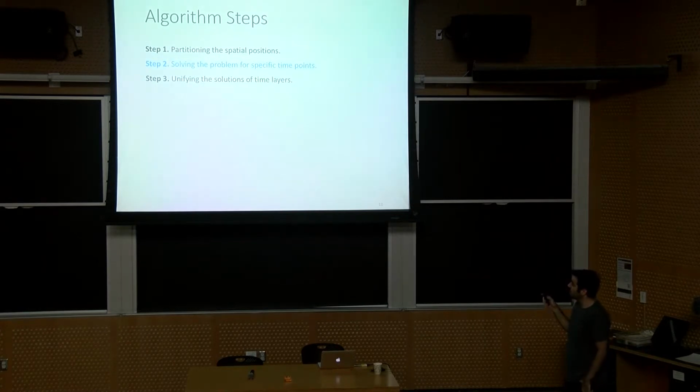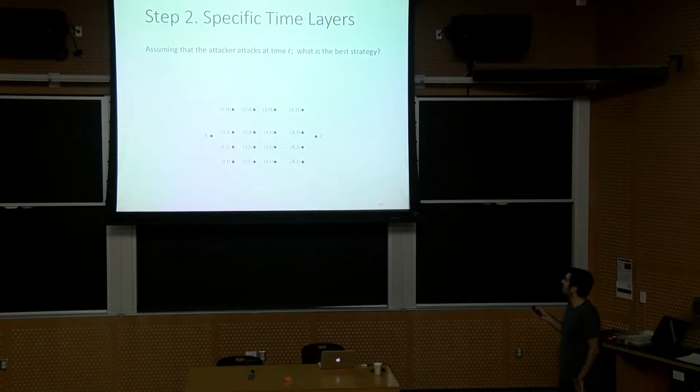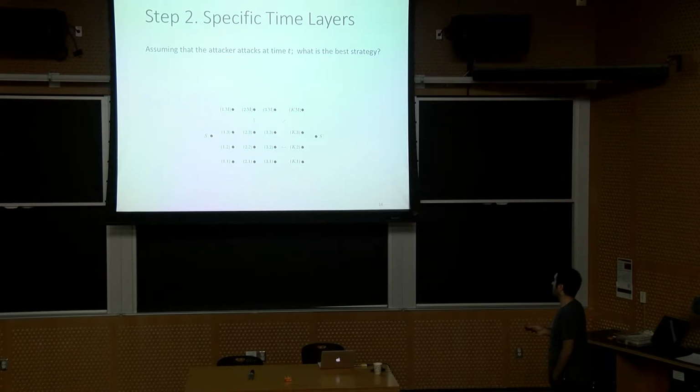Okay. The second step of the algorithm: for now, assume that M is small, and we are trying to give an algorithm for the problem when M is small. So in the second step, assume that we know at what time the attacker is going to attack. So assume that we know that the attacker attacks at time t, and we want to give a min-max algorithm for the defender knowing this data. So what we do is to use min-cost flow in an LP.